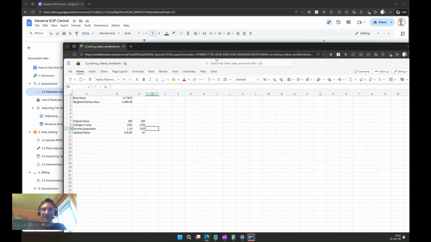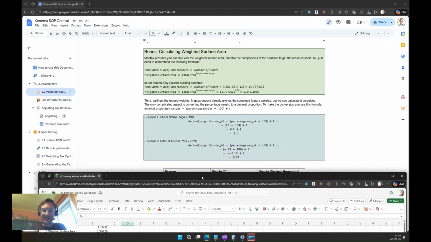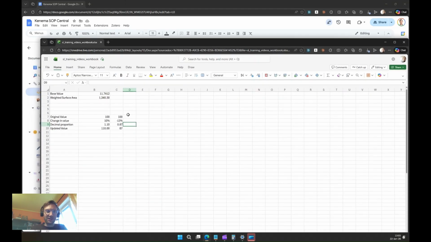So let's pretend the property has both a high street status and difficult access. So first we have an original value of 100, and if we took 100 and we increased it by 10% and then decreased it by 13%, so we apply both of these together, the way to do that is to multiply the one decimal proportion by the other decimal proportion. So when we combine the decimal proportions, we get 0.957. And if we multiply the original value times the decimal proportion, the updated value is 95.7 for that property.